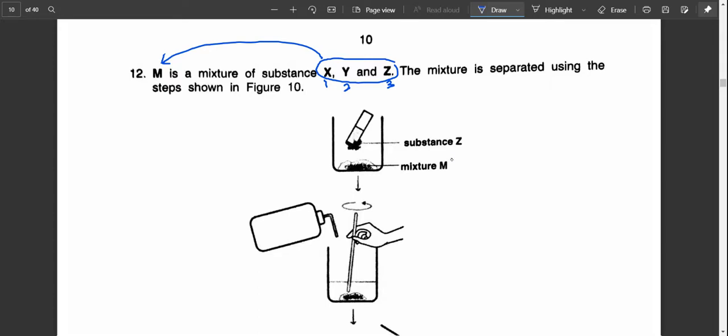So as you can see there, mixture M is all those three things in there. And when you use a magnet, you can see that substance Z got separated. So substance Z is a magnetic material, because only magnetic material will be attracted by a magnet.